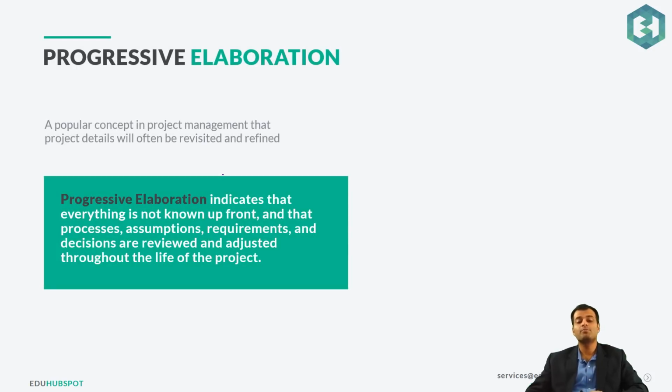Then we will use this term progressive elaboration a lot throughout your PMP coursework. It's a popular concept in project management that project details will often be revisited and refined. So what you are doing is that not everything is known upfront. You don't know the complete requirements of your project. So you will first start with a few things. You will develop a prototype. You will show it to the customer. The customer will provide the feedback, and then you will move ahead. So that's progressive elaboration. You are progressing and elaborating your concepts, your knowledge about that product.